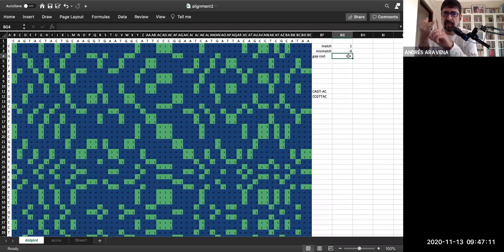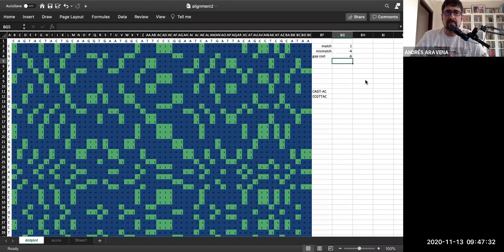Basically, the score that you get when they match, the price that you get when they mismatch, and the price that you pay when you have a gap. Gaps typically are more expensive than mismatch. Okay?